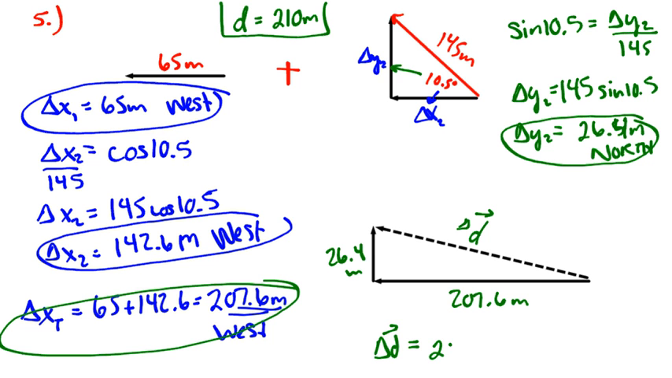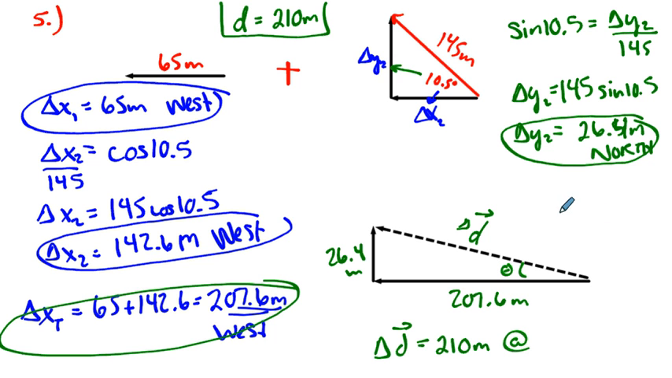The displacement there is 209.3 meters. We've only got two significant figures here, so I'm going to have to round that off to 210, which is actually the distance that he walked. And what is his displacement? So 210 meters, that's a distance. We have to know the angle if we want to tell displacement. We have to give some direction to that.